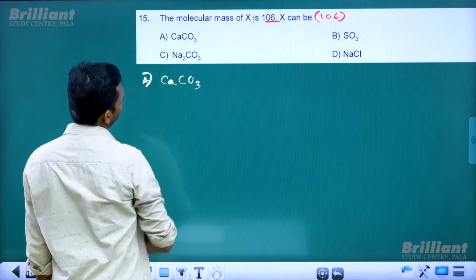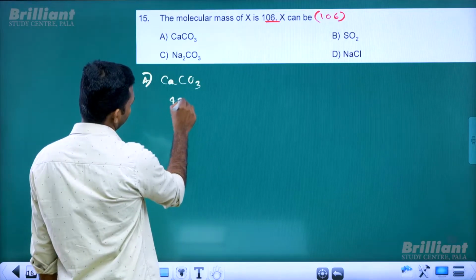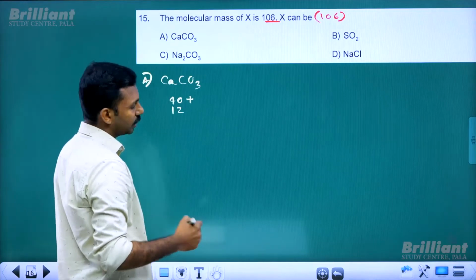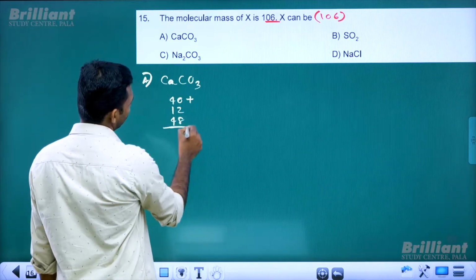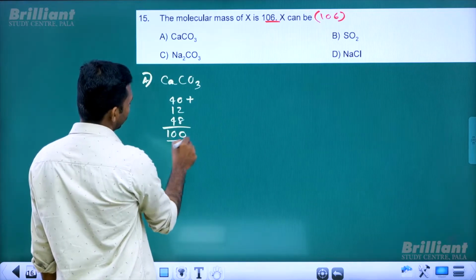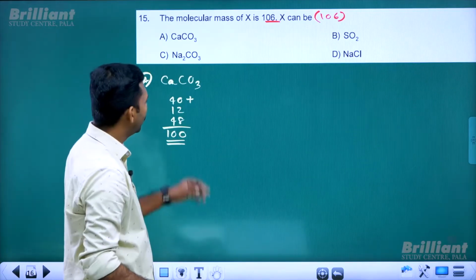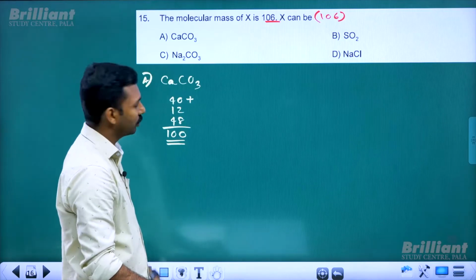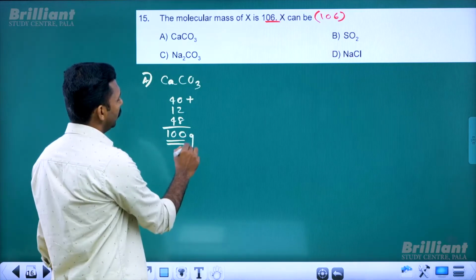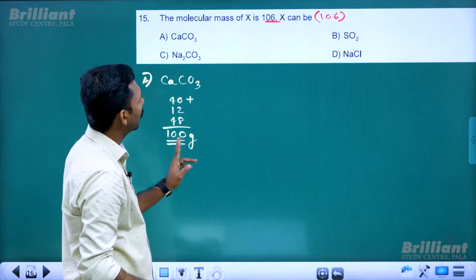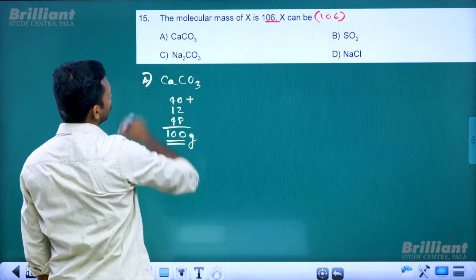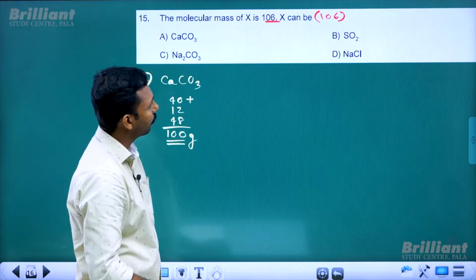Option A. The atomic mass of calcium is 40, plus 12, plus 3 into 16, that is 48. So 40 plus 12 plus 48 is equal to 100. 100 gram is the molecular mass of calcium carbonate. But here it is given as 106. So we cannot use calcium carbonate as the answer option. So going to B.